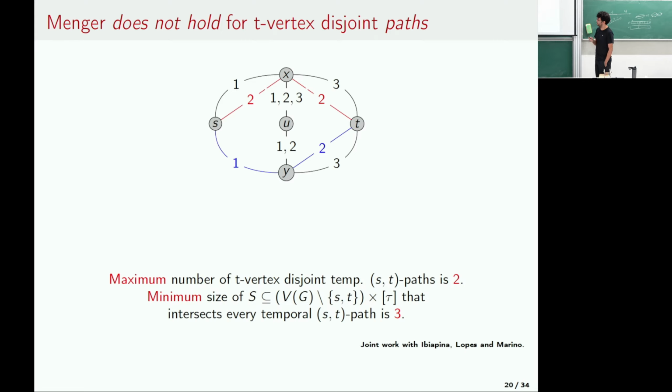But then the minimum size of a temporal separator, in which I don't want to remove vertices, I want to remove temporal vertices, has to be 3.